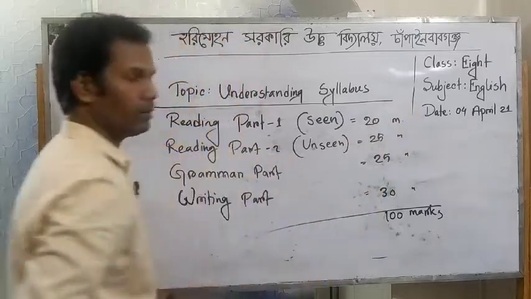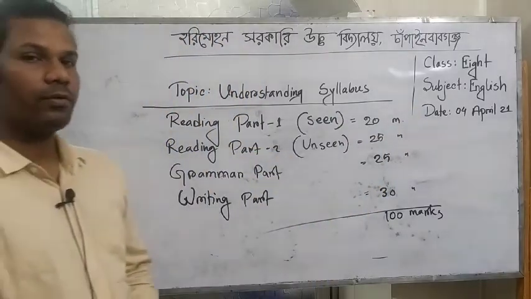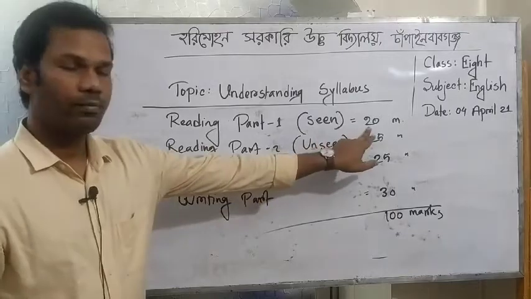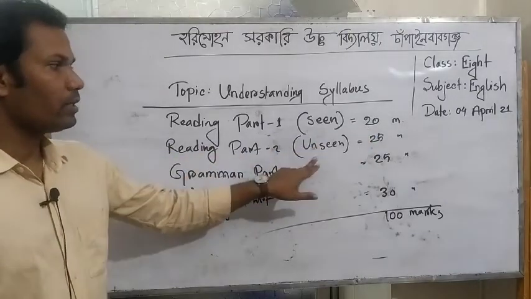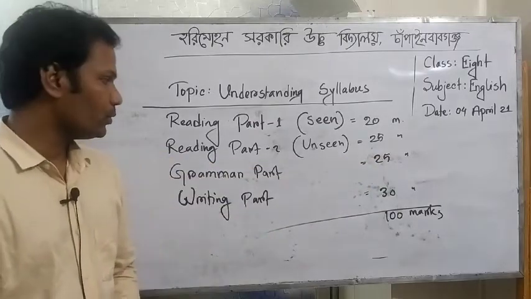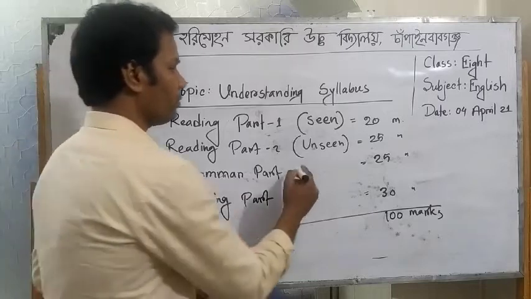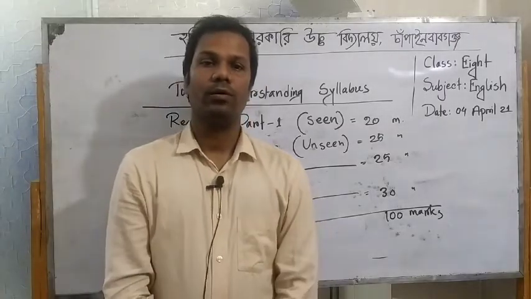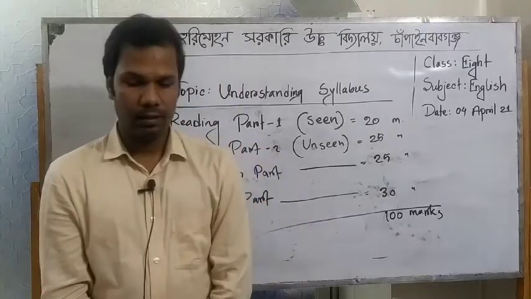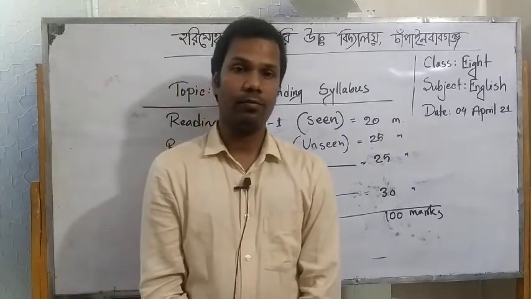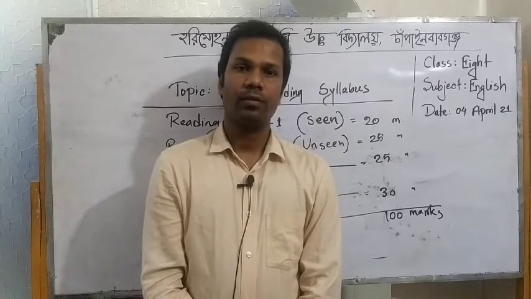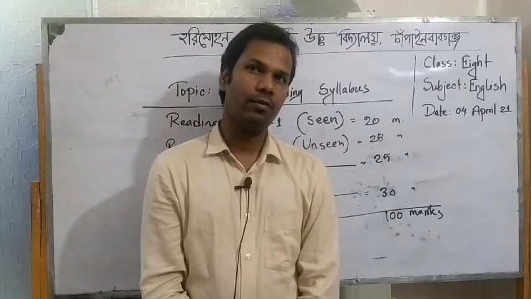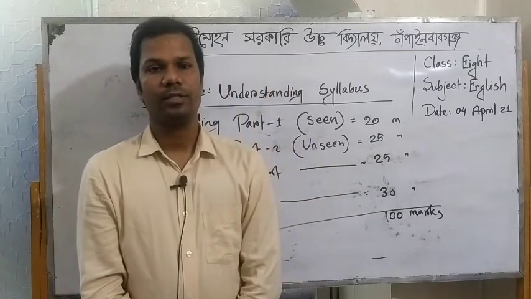Okay, understanding the syllabus. Before starting your preparation for your subjects, you have to follow these parts. Reading part 1, seen, is 20 marks. Reading part 2, unseen, 25 marks. And the items I have already shown you. Grammar part, 25 marks. And the writing part is 30 marks. This is all in your syllabus, and you have got a proper idea of it. You have to follow this syllabus for your preparation for class 8 and for the JSC examination. Okay, dear students, that's all.